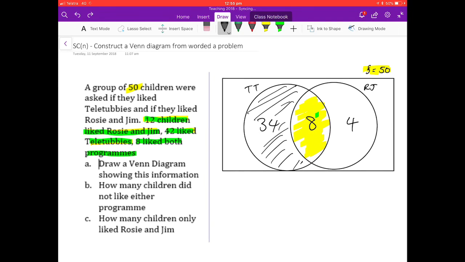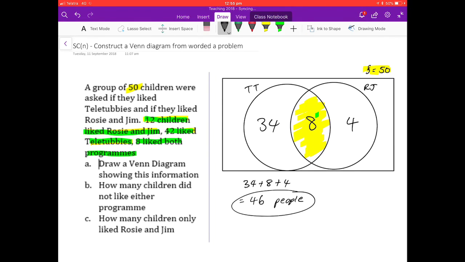Now, last thing we've got to do to check to make sure that we've got everyone accounted for is that we actually have a total of 50 people in our two sets there. So we've got 34 plus another 8 plus another 4 actually only gets us 46 people. Okay, which means that we are 4 people short, and those 4 people belong out here.